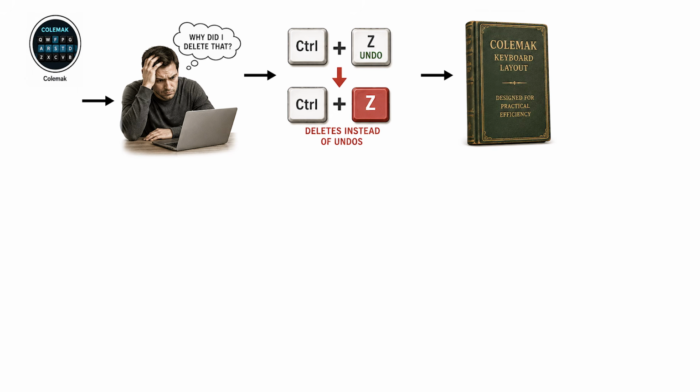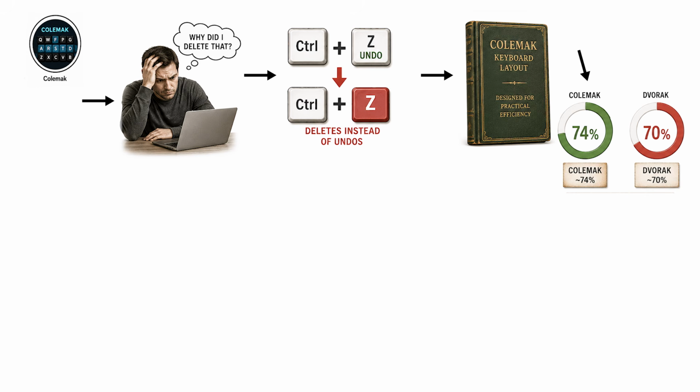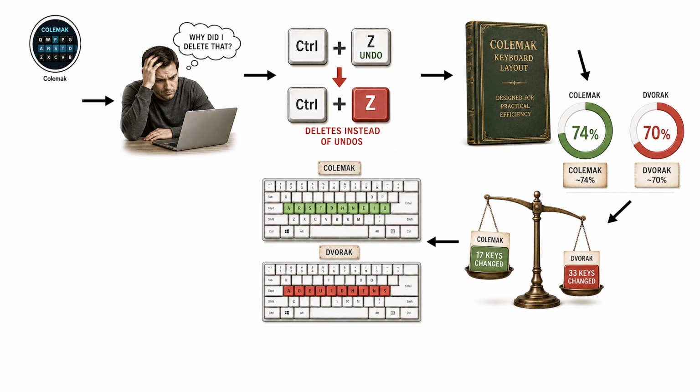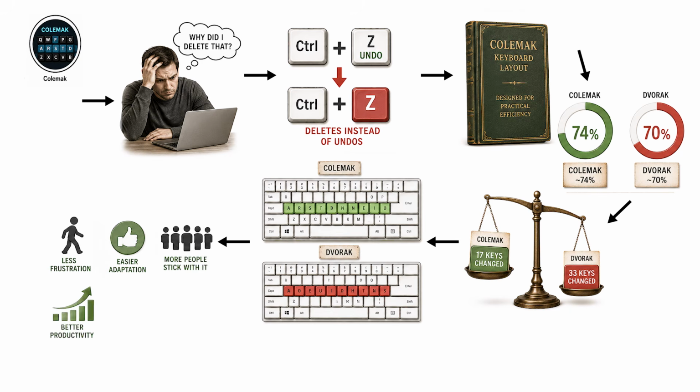Colemak also achieves a slightly higher home row keystroke percentage than Dvorak for standard English text, roughly 74% versus Dvorak's 70%, while changing about half as many keys to get there. It also spreads the workload more evenly across both hands than Dvorak does, reducing how often any single finger gets overloaded with high-frequency letters. It remains a niche choice in absolute numbers, but among the people who deliberately seek out an alternative to QWERTY today, Colemak is increasingly the one they land on, specifically because of this one compromise.